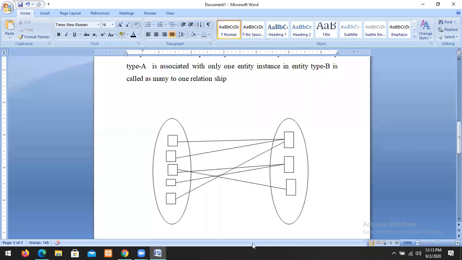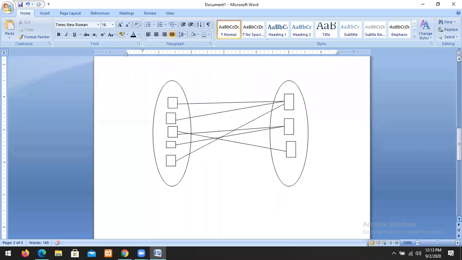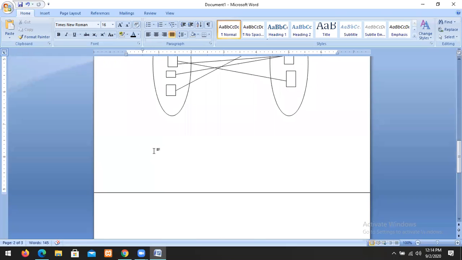Third, next we go for another relationship, many to many relationship. What is many to many relationship? In many to many relationship, any number of entity instances of entity type A is associated with any number of entity instances of entity type B.